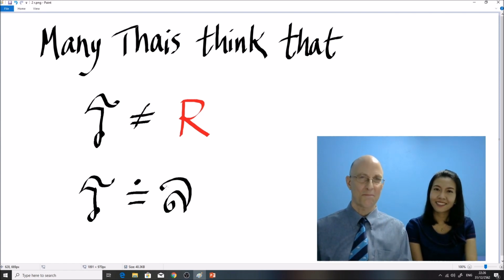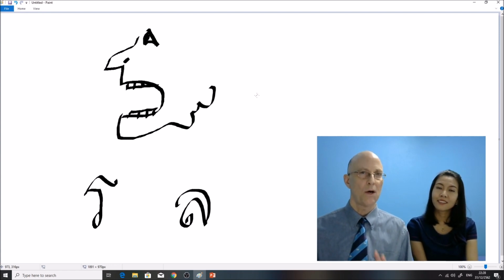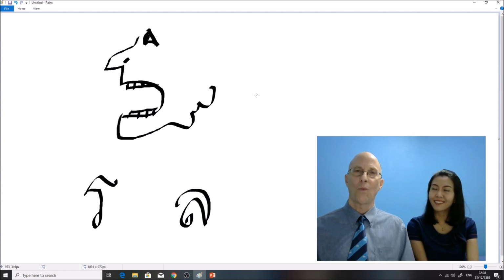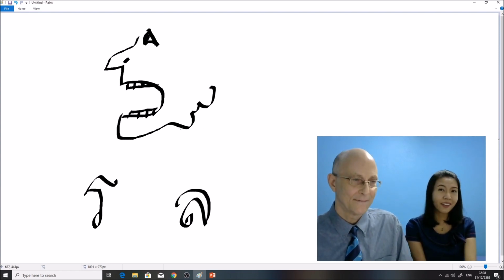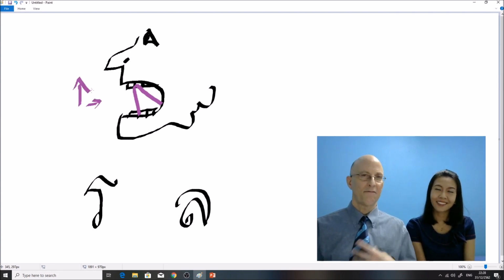Let me draw you some pictures. So this is a picture of the side of the mouth, and I'm going to show you the tongue position, which is the most important to understanding why ra rua and la ling are similar and why ra rua is different from R. So now it's time for you to practice.